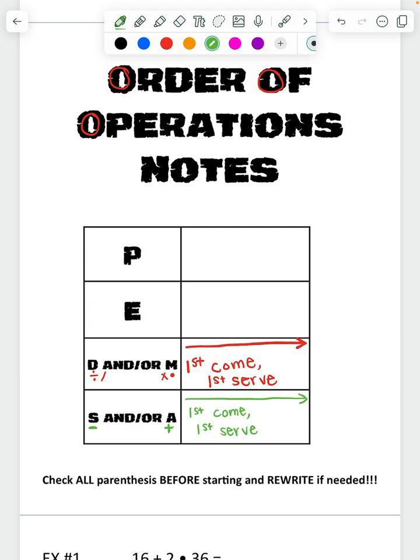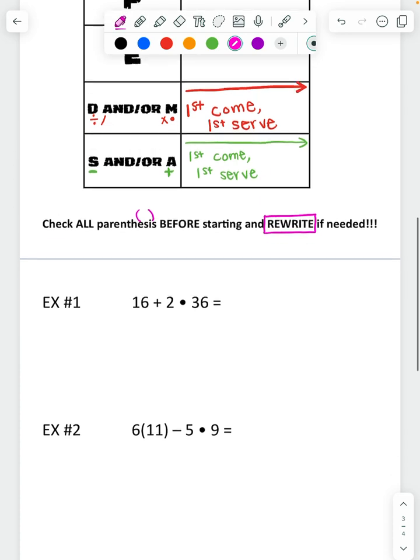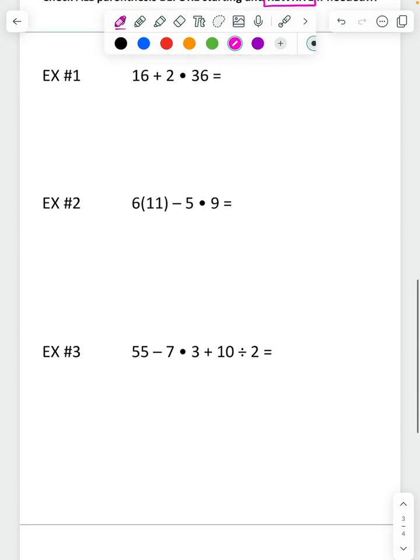All right. And then the last thing before we actually go into some problems is we are going to check all parentheses. So remember, parentheses look like this before starting and rewrite those parentheses if needed. So AKA, if it means multiplication, we're going to rewrite for multiplication. Alrighty, and then we're gonna move on in and actually start practicing.